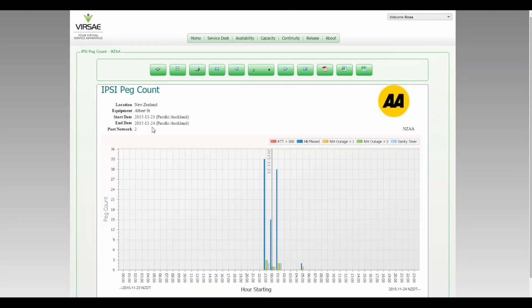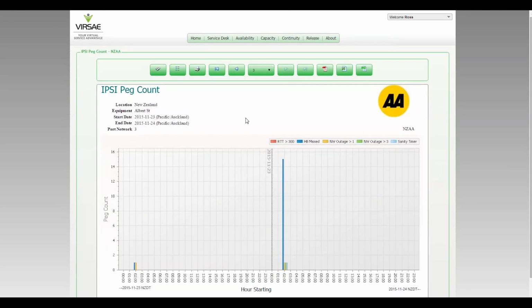But when we get out to port network 2, which is out in Penrose, connected via the metropolitan area network, we can see in similar time frames to the media gateways, we're seeing missed heartbeats and network outages between 1 and 3 seconds, the yellow and green. So that's starting to line up. We look at port network 3, which is in Hamilton. Same sort of thing, around 2 AM, missed heartbeats, network outages between 1 and 3 seconds.